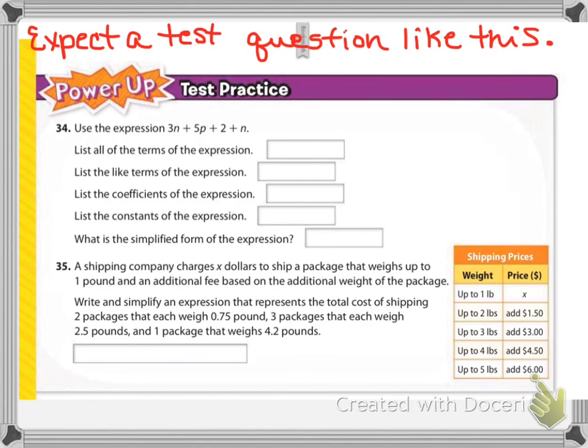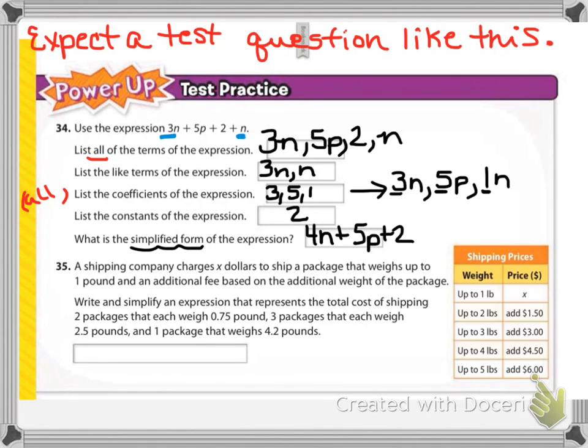You will have a test question like this. If you were not with us to go over this in class, this is the Power Up test practice, and you need to make sure you do this problem correctly. It will most definitely be as a quarterly check, as an FSA question, and I'm telling you right now, it is on your test. So let's make sure you have the correct answers here. I'm going to pause and come back with the correct answers while you try this on your own.